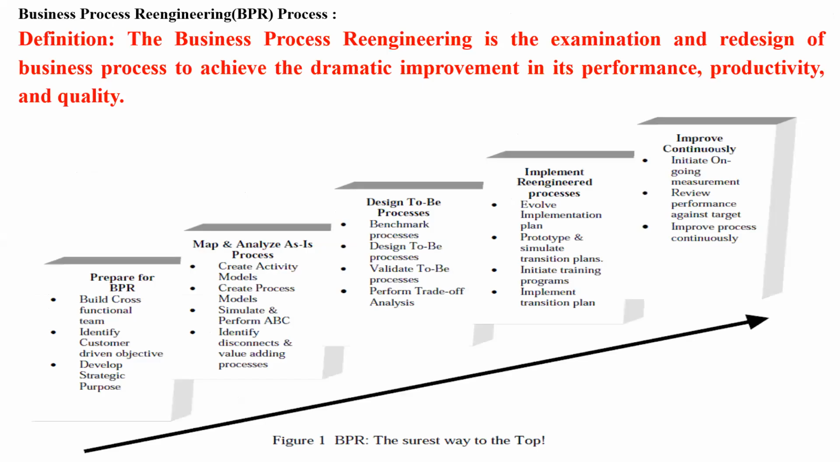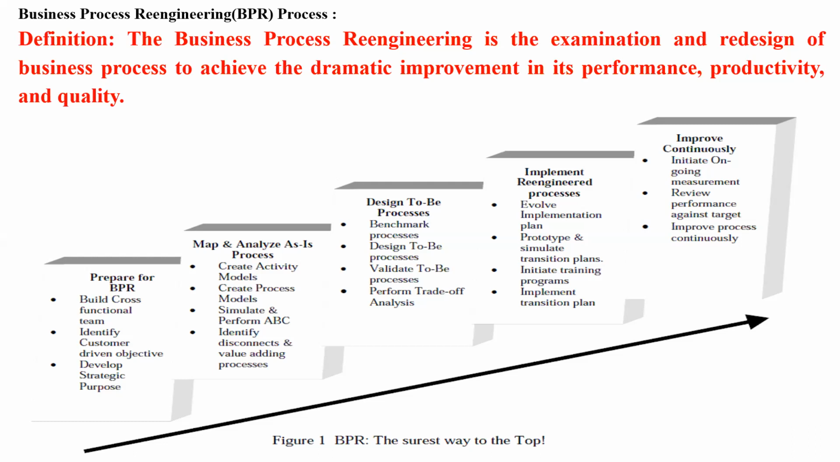process. Now coming to the business re-engineering process, these are the 5 steps which describe the business re-engineering process to achieve a dramatic improvement in the performance, productivity, and quality of an organization. So first we need to prepare for BPR. It means we need to prepare the premises for the BPR. We need to identify the customer. We need to identify the cross-functional department. We need to develop the appropriate strategic purpose, why we are doing the re-engineering process and what its goal is. That is called premises to be prepared for the BPR.